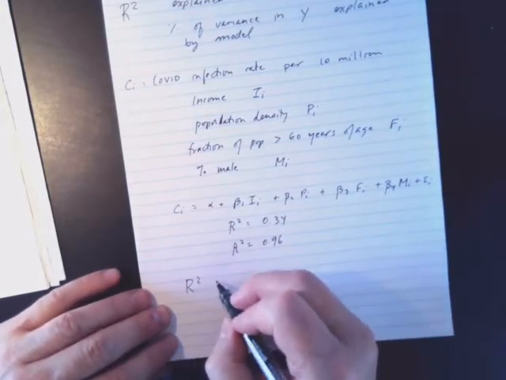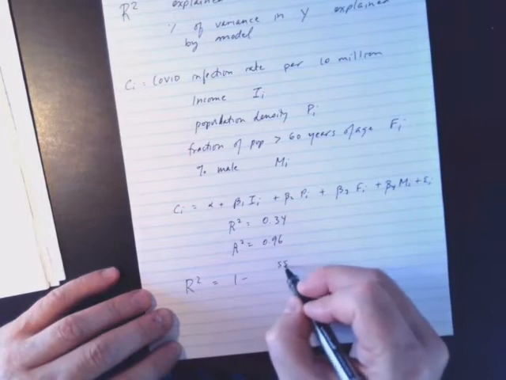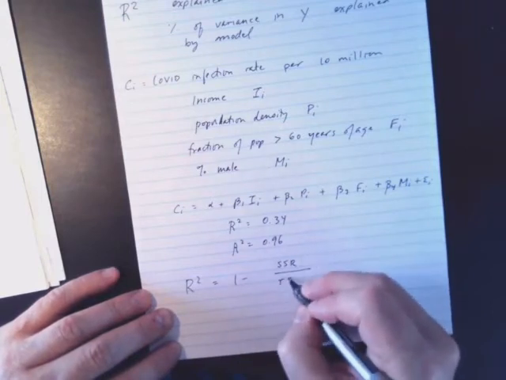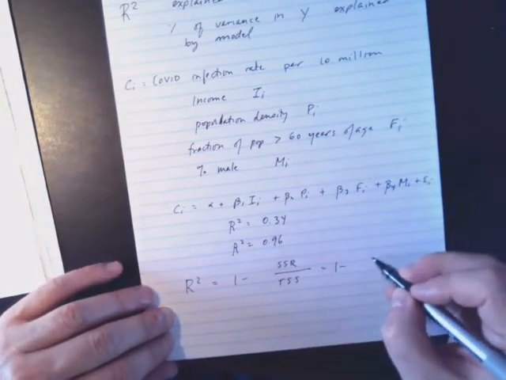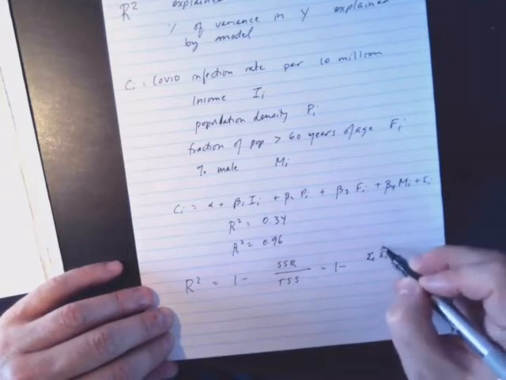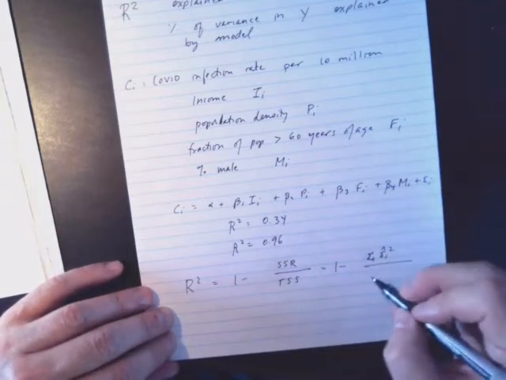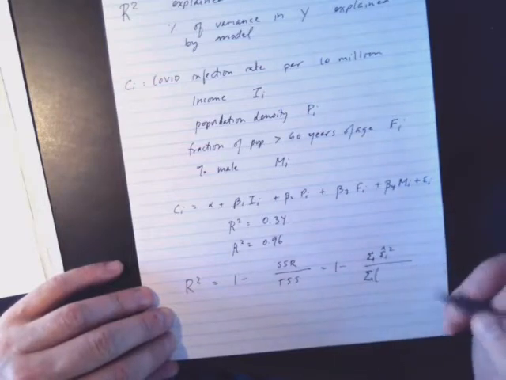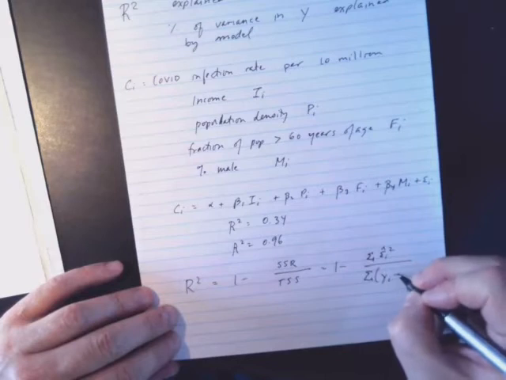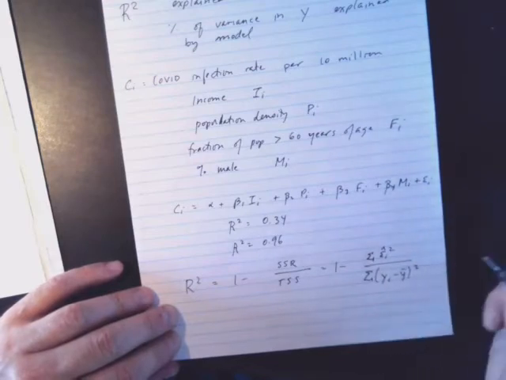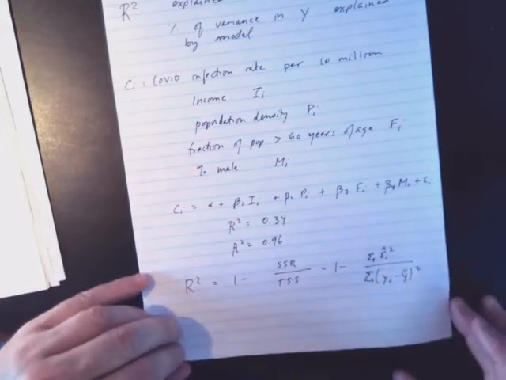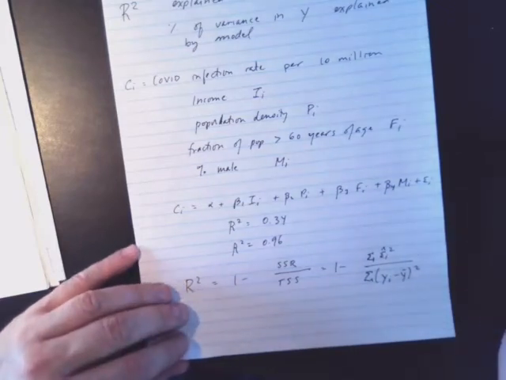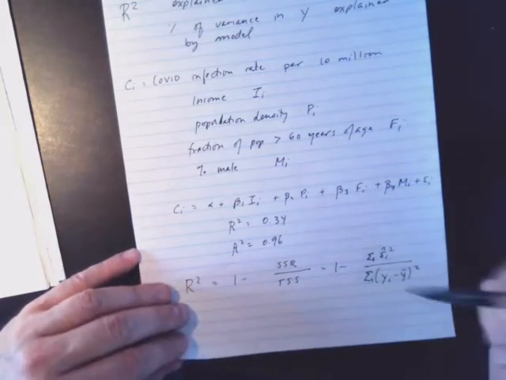Either way, r squared, as before, equals 1 minus the sum of the squared residuals divided by the total sum of squares. And so that equals 1 minus the sum of the squared residuals divided by the total sum of squares, which is the sum of y minus y bar squared. It's the sum of the deviations of y around its own mean. So that's the measure of everything that we're trying to explain. So that formula is actually the same as it used to be. That one hasn't changed.